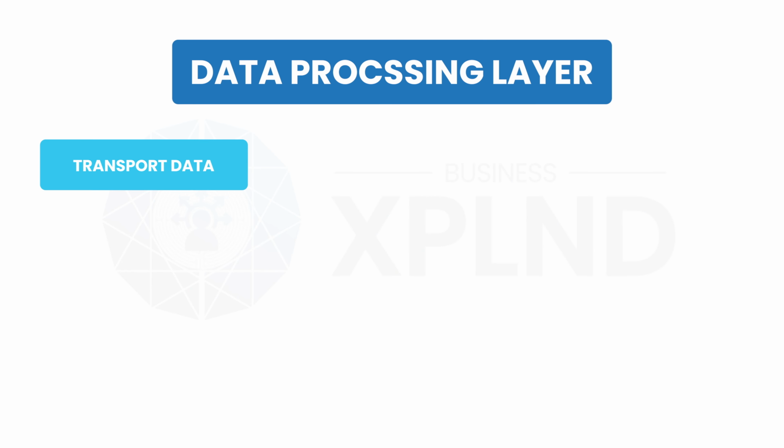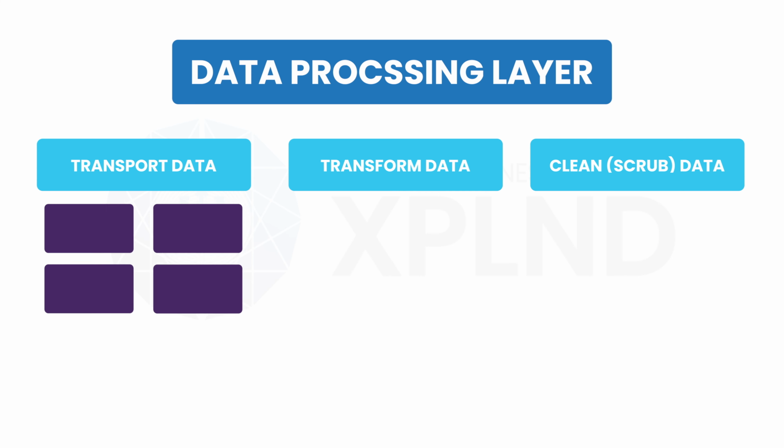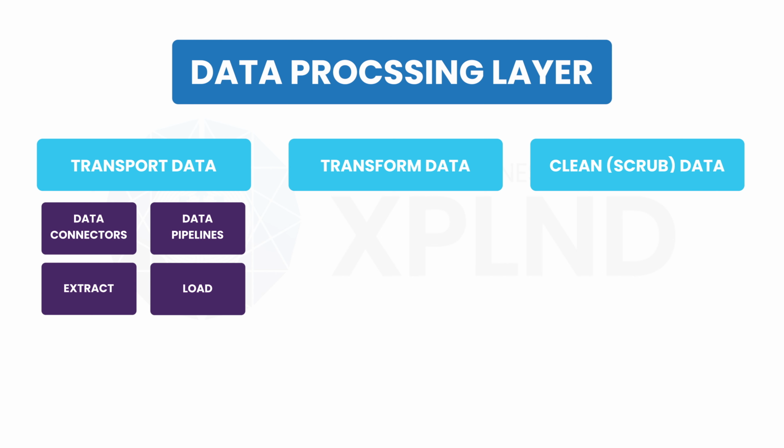So let's talk data processing in your marketing tech stack. The data processing layer is going to include transporting data, transforming data, cleaning, scrubbing, that kind of functionality. So tools that help you do that. On the transporting side, you'll have data connectors, data pipelines, anything that helps you do something called ETL, which is extract, transform, and load. That's what you're doing to data when you're trying to get it into storage, right?